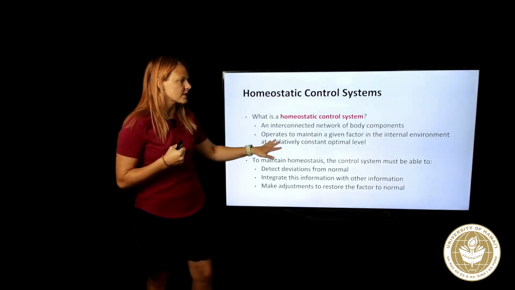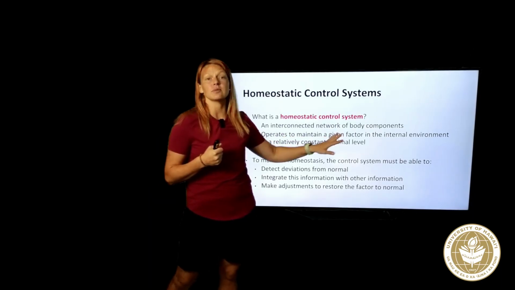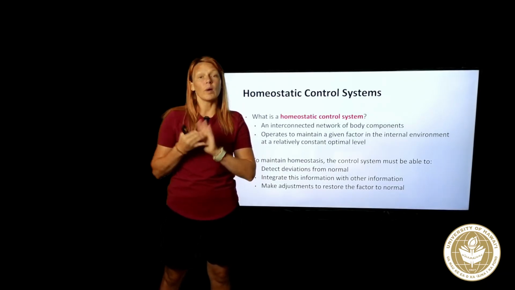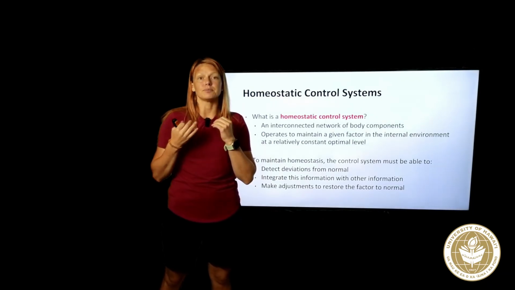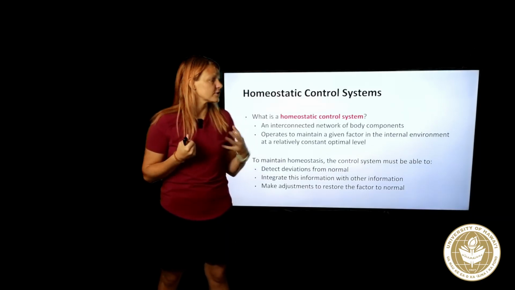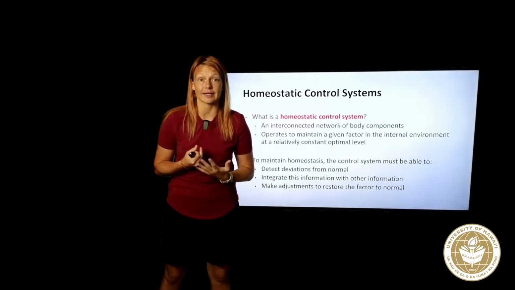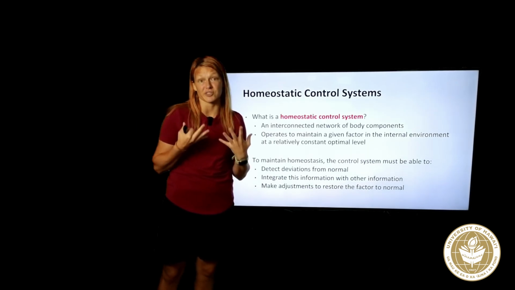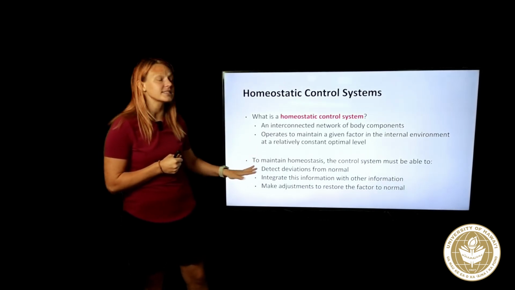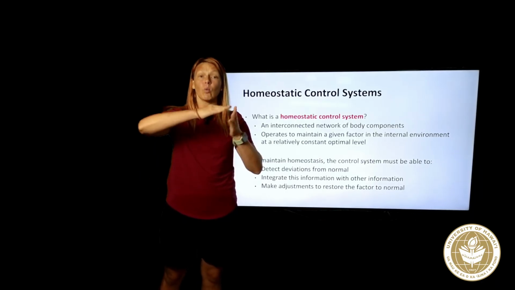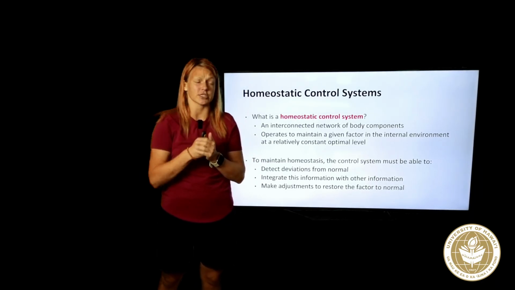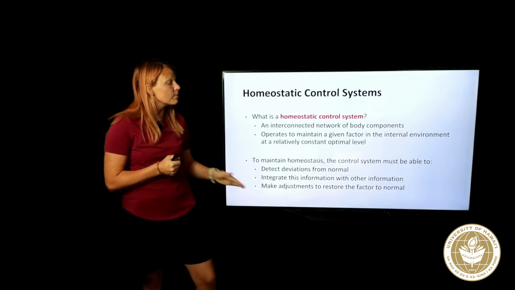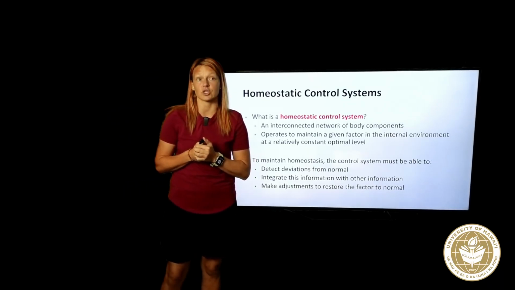So we talked about what some of those factors could be in the previous slide, right? We talked about body temperature, volume, pressure, waste level, oxygen level, nutrient level. All those different things are some of those factors that our bodies are going to homeostatically control. To maintain homeostasis, the control system has to be able to do certain things. So it must be able to detect deviations from normal. So it must know what the right normal level is and be able to detect when that changes, to integrate this information with other information, and then also make adjustments to restore the factor to normal.